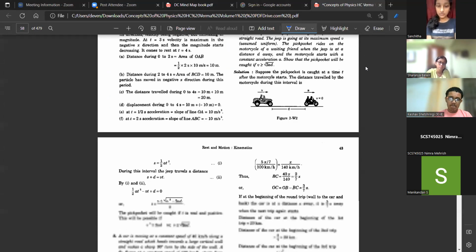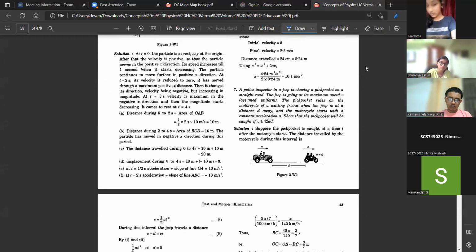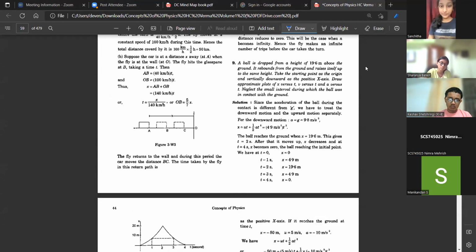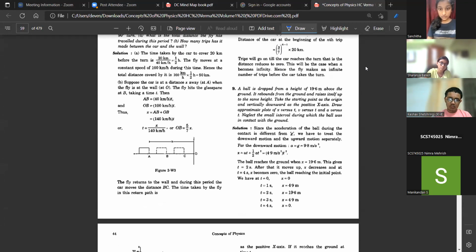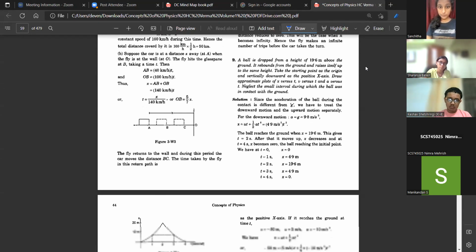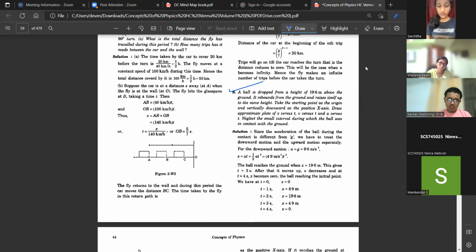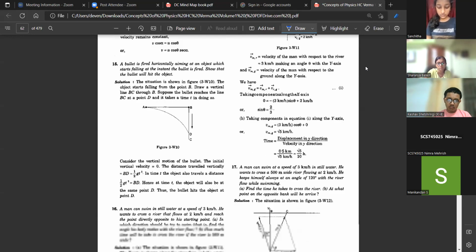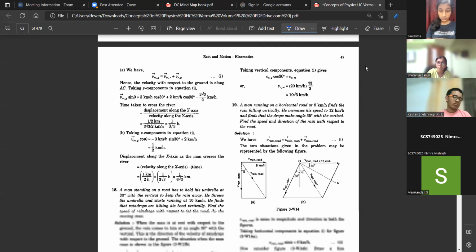6, 7, leave 8th one, and this is an x versus t we need to draw, so do this 9th one also. So 1 to 9 except for 8 solved examples only.